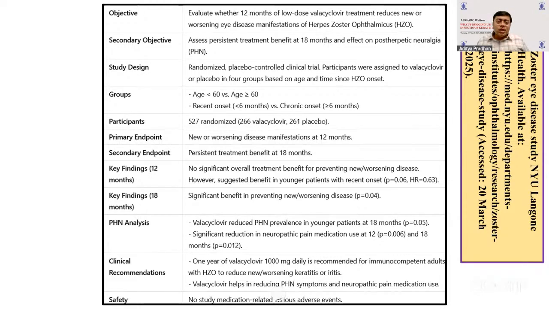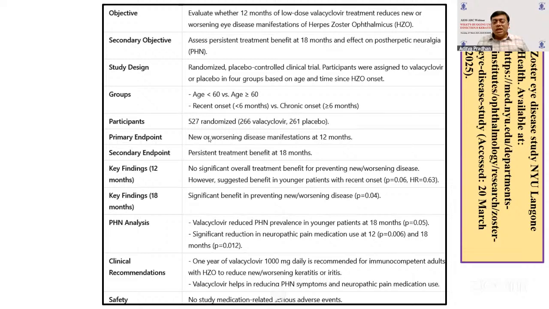And the secondary objective was to assess the persistent benefit at 18 months of oral valacyclovir on post-herpetic neuralgia, which is a very devastating complication. So they had 4 groups based on the age and time of onset. One was age less than 60, one was more than or equal to 60. The other group was either less than 6 months or more than 6 months.